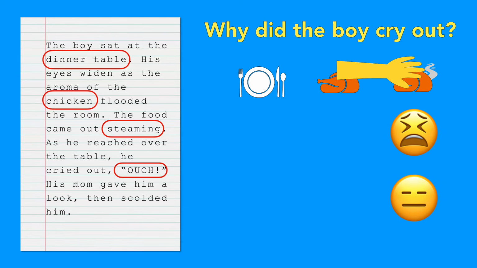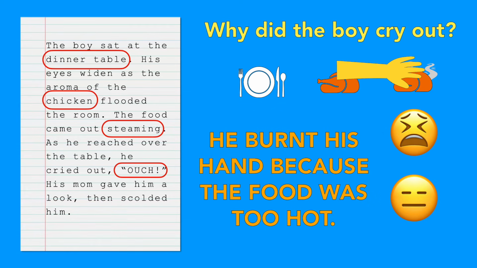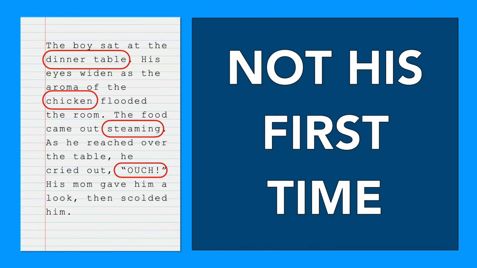Based on the clues that I just read, I can infer that the boy probably burnt his hand reaching for the hot chicken. I can even go one step further with this inference and possibly infer that this is not the first time the boy has done this. How do I know? By using text-based evidence. The text says his mom gave him a look and then scolded him. That tells me that he's probably done this before.